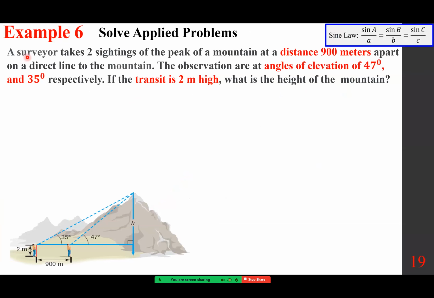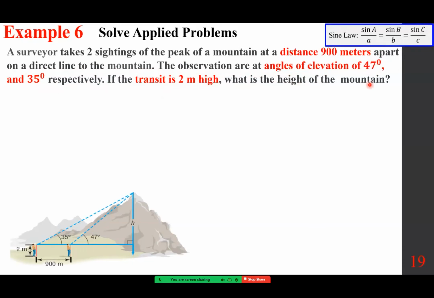Yes, go ahead, please. A surveyor takes two sightings of the peak of a mountain at a distance 900 meters apart on a direct line to the mountain. The observations are at angles of elevation of 47 degrees and 35 degrees, respectively. If the transit is 2 meters high, what is the height of the mountain?